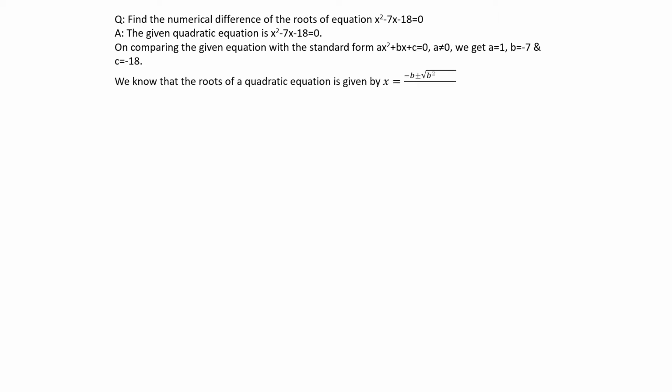On comparing the given equation with the standard form ax square plus bx plus c equals to 0, where a not equals to 0, we get a equals to 1, b equals to minus 7 and c equals to minus 18. Now we know the roots of a quadratic equation is given by x equals to minus b plus minus square root of b square minus 4ac whole divided by 2a.